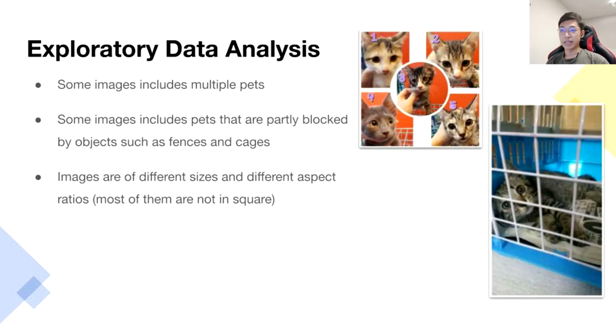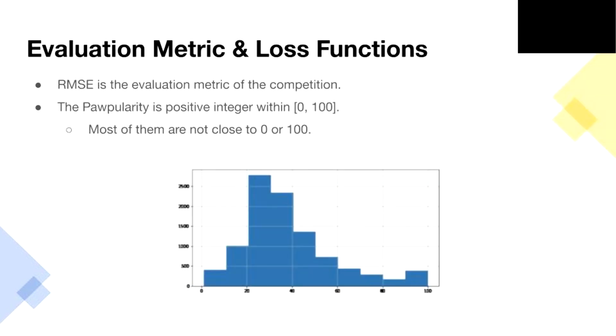So for EDA, there are some images that include multiple pets, like the one on the right side. There are also some images that include pets that are partly blocked by objects, such as fences and cages. And images are of different sizes and also different aspect ratios, and most of them are not square. In this competition, all the submissions will be evaluated by root mean square error at the end of the competition.